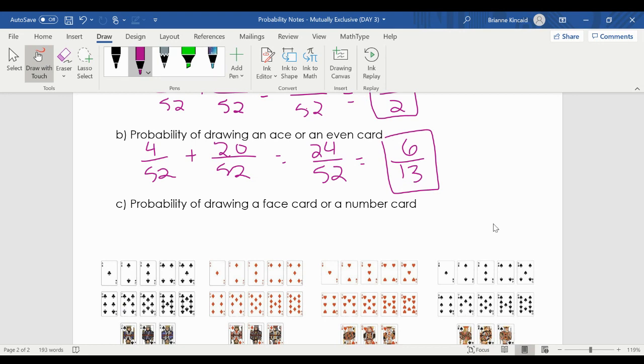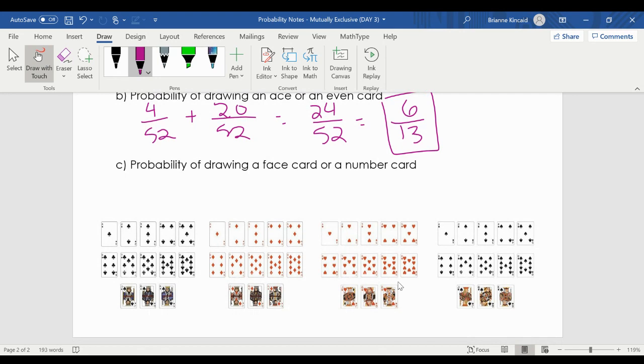And then lastly, the probability of drawing a face card or a number card. Your face cards are your Jack, Queen, and King. So I have a total of 12 face cards. I have the numbers 2 through 10, so that's 9 for each of these, so that's 36 number cards, to give me a total of 48 out of 52, which once again, both are divisible by 4, simplifies down to 12 over 13.